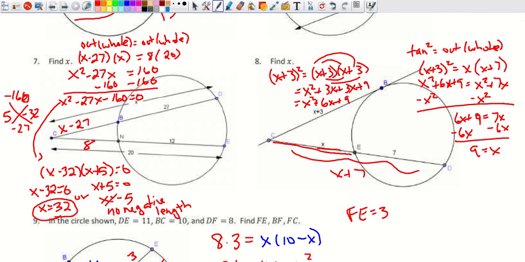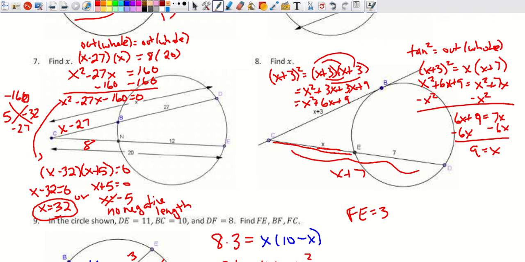Now remember, when we square it, it actually means we multiply it here times itself. So we do x times x, 3 times x, 3 times x, and 3 times 3. So we get x squared plus 6x plus 9, which we're going to bring back into the formula here. And then we distribute to get x squared plus 7x here.